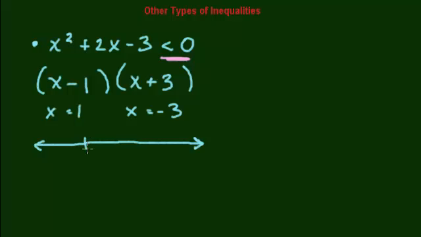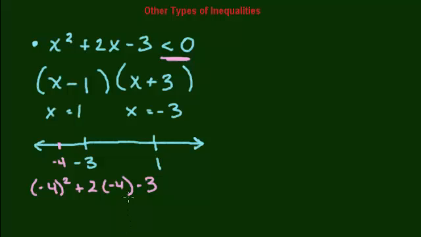So I'll put my negative 3 and my 1 on my number line in order, and I'm going to test some points. The first point I'll test is, say, over in here. How about negative 4? Because negative 4 is over there. So I'm going to test that point. So I'll do negative 4 quantity squared. I'll plug it into my original equation, plus 2 times negative 4 minus 3.